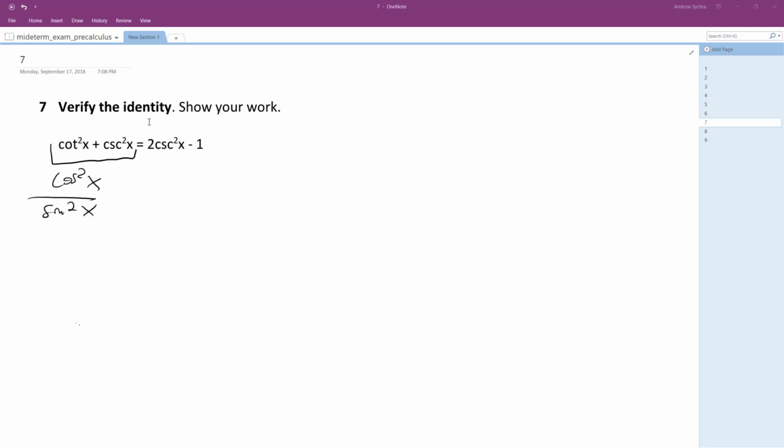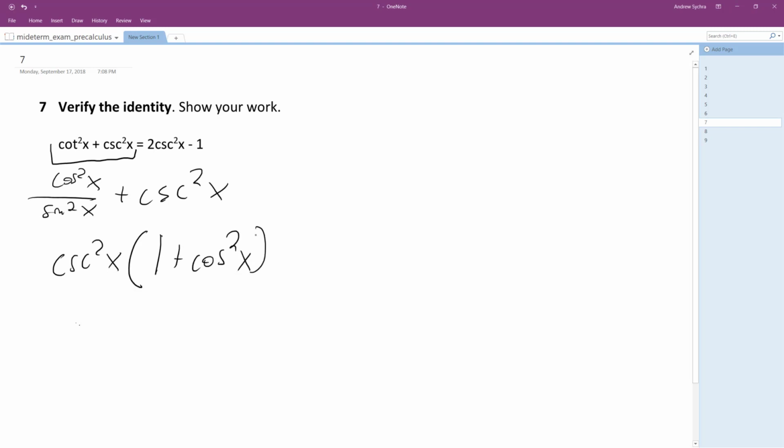So I want to make the left prove it's equivalent to the right. So starting off, I'll convert the cotangent squared into this. So then plus cosecant squared x. And then I convert this into cosecant squared x times 1 plus cosine squared x. And then cosecant squared x into 1.